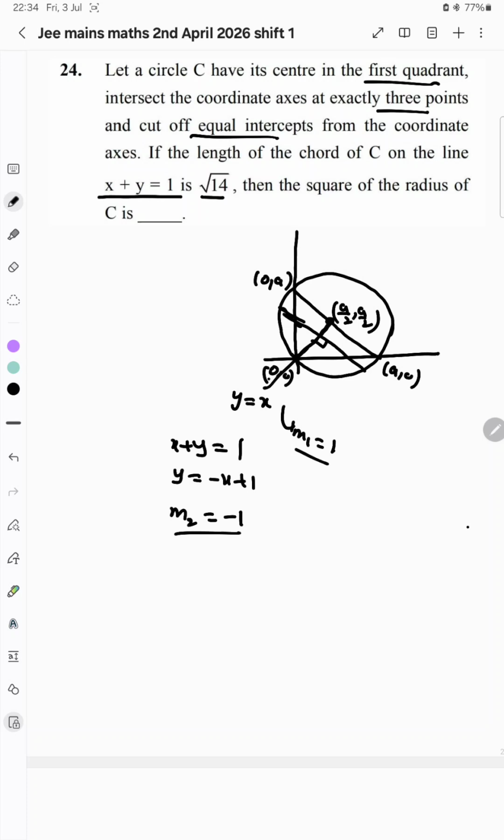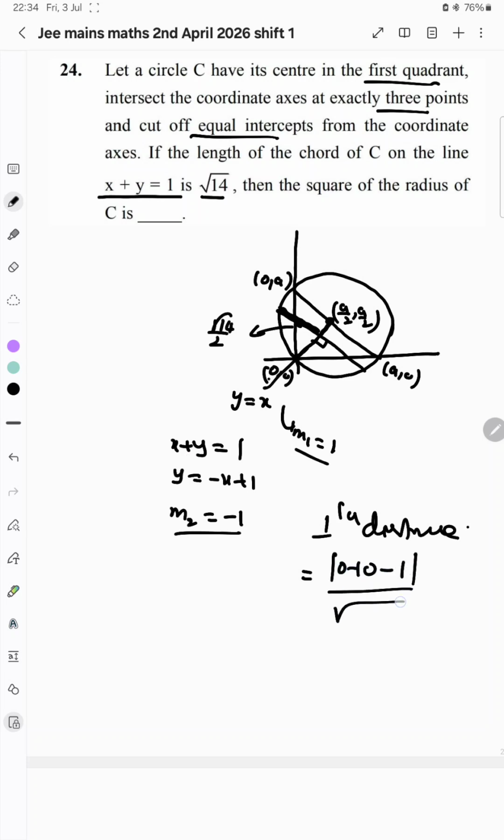Now we can see they already gave the length of the chord as root 14. So this half length will be root 14 by 2. This is the length root 14 by 2. Next, we can find the perpendicular distance from the origin to the given line. So we substitute the origin in the given line: 0 plus 0 minus 1, mod, by root of x coefficient 1 square plus y coefficient 1 square. So it will be 1 by root 2. It is the distance from the origin to the given line.